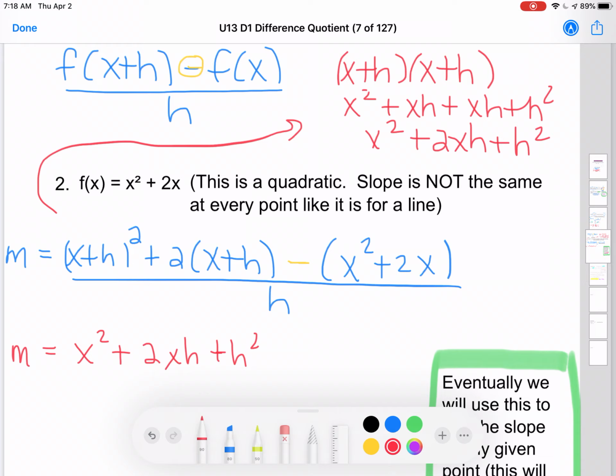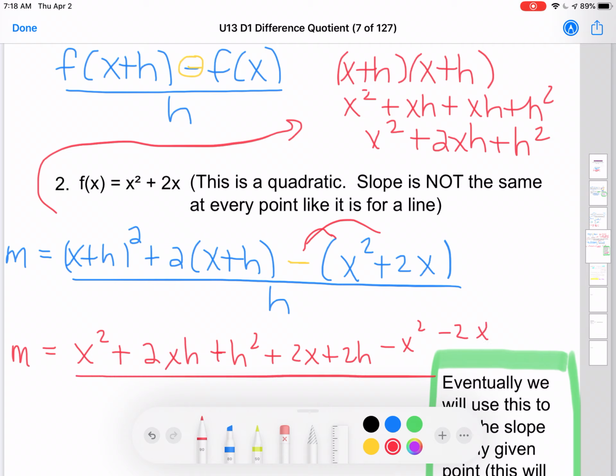X squared plus 2xh plus h squared. Okay, now I'm going to use the distributive property: plus 2x plus 2h. And now we have to distribute this negative right here. So minus x squared minus 2x. Okay, all over h.